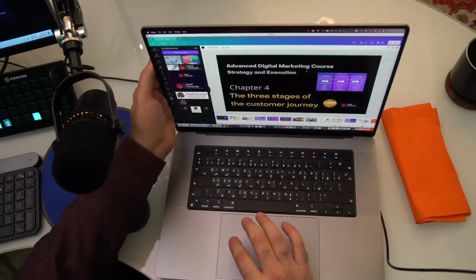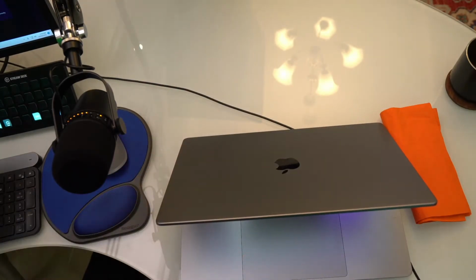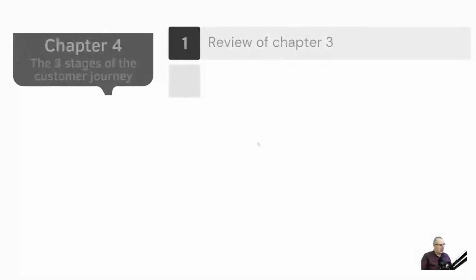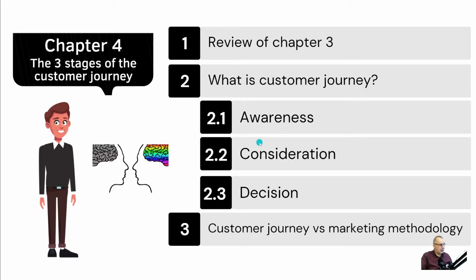After this, now, let's begin Chapter 4 of the Advanced Digital Marketing course. Our agenda for Chapter 4 is we're going to review a little bit of what we've covered in Chapter 3. And then we're going to speak about the customer journey, which consists of 3 stages: awareness, consideration, and decision. And as I mentioned, we will not complete the customer journey without covering the psychology part of the behavior of a customer, whether a consumer or a business. Because at the end of the day, you are selling to people, to humans.